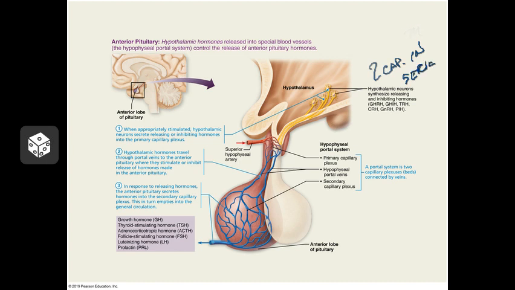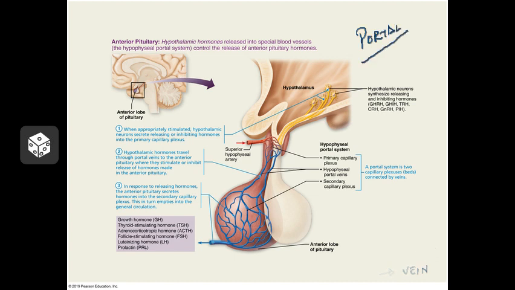And that's not normal in the body. Normally we see an artery branching into an arteriole that branches into one capillary bed, which then drains into a small vein called a venule, and the venule will then empty into a vein. That's the normal pathway. But here we see a portal system. 2 capillaries in series.